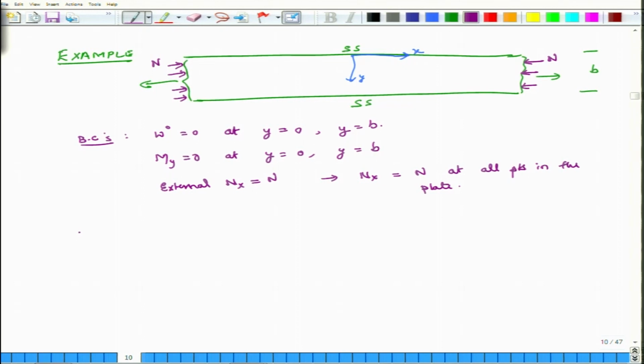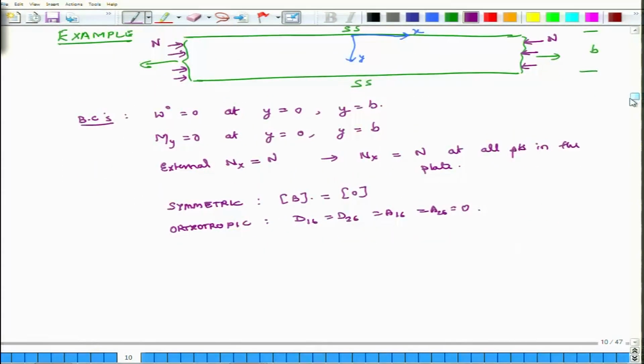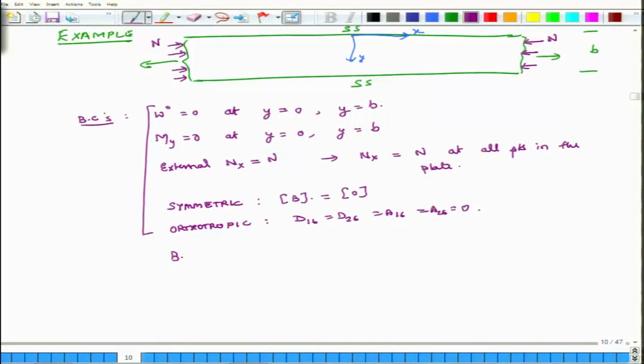Some other extra conditions we will say that the plate is symmetric, and because the plate is symmetric, what does it mean? The B matrix is 0 and also the plate is orthotropic. So it means D16 is equal to D26 is equal to A16 is equal to A26 is equal to 0. So these are the conditions and now what we have to do is we have to figure out whether this plate, when it is subjected to this compressive load, will it buckle or not and how will it buckle. So that is what we are interested in. So we have to understand the buckling of this plate.